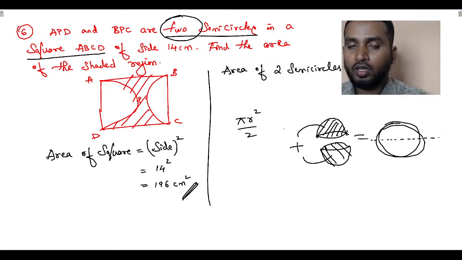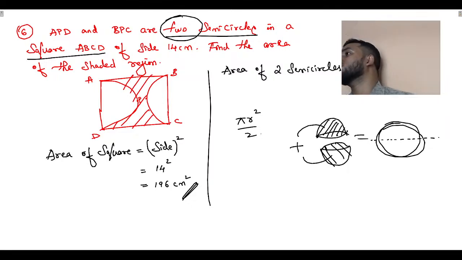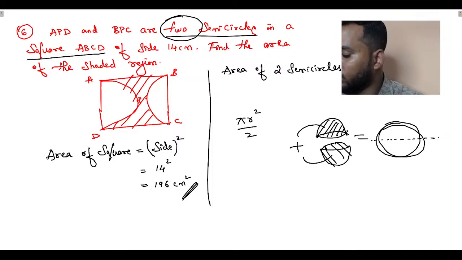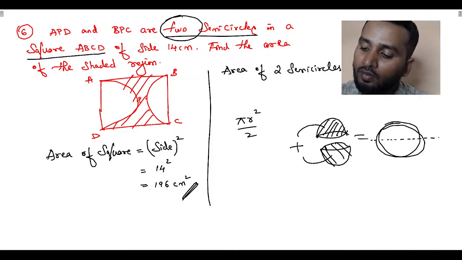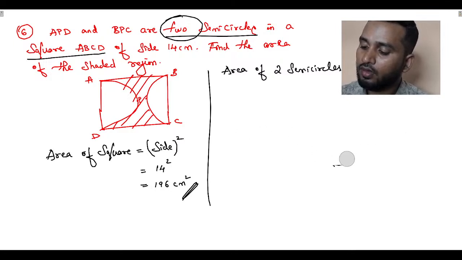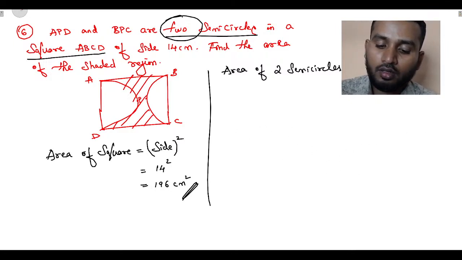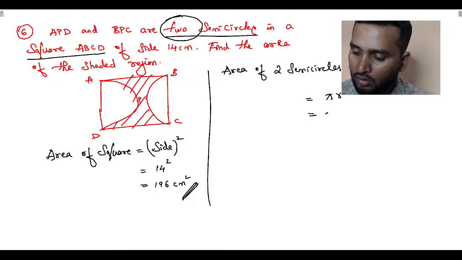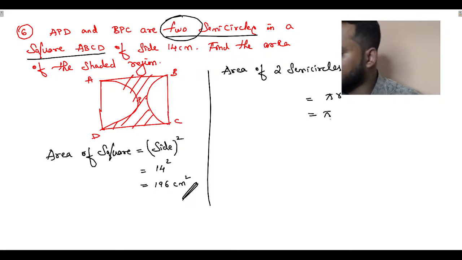Divided by 2. Okay, area of a circle is pi r square. So if you have to do semicircle, divide by 2. So what is the area of a semicircle? That is pi r square by 2. If we want two semicircles, then we write 2 into pi r square by 2. Then this 2 will get cancelled, and what is left out? Pi r square. So pi as it is. Now what is the radius?